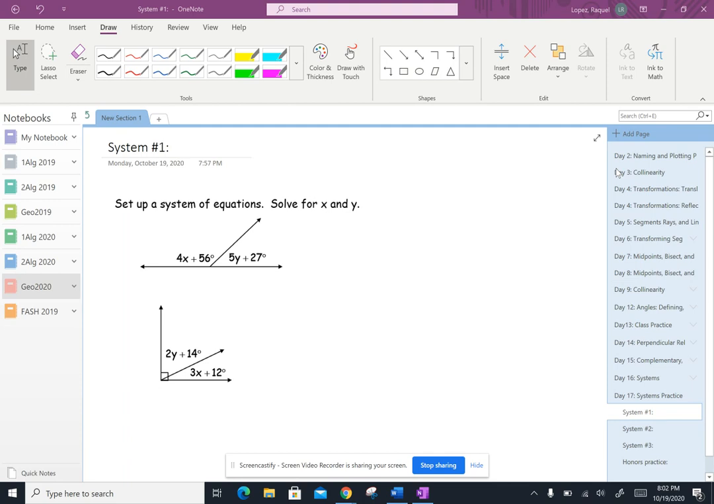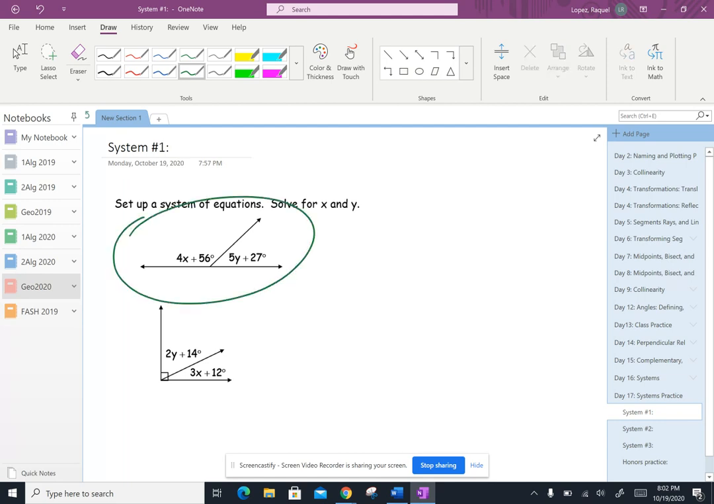Okay, so here we've got a system in the context of a geometry problem. So we have expressions for all of our angles and they want us to solve for x and y. So I'm looking at these two pictures and the first thing that I want to think of is what are the equations that I can make so that I have two equations so that I can solve my system.